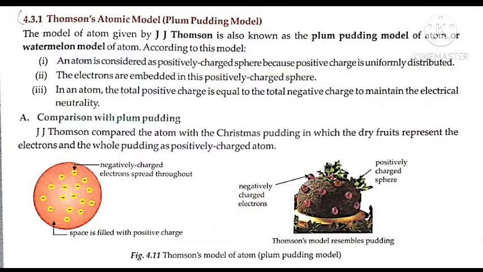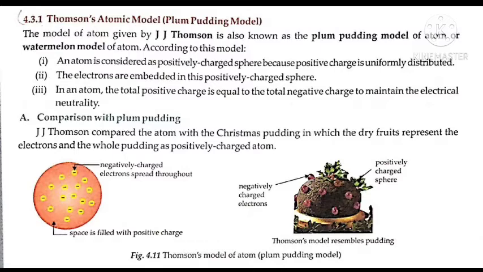Let us discuss how the protons and electrons are present inside the atom by the models. Structure of atom. Thomson's atomic model, Plum-Pudding model. The model of atom given by J.J. Thomson is also known as the Plum-Pudding model of atom or watermelon model of atom.